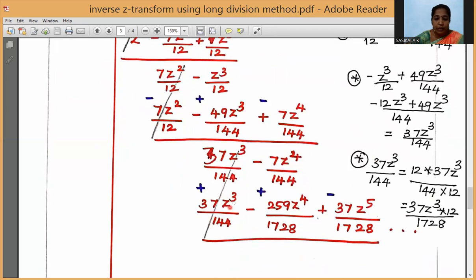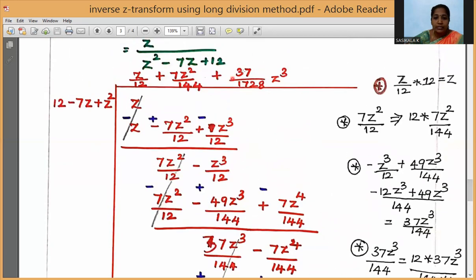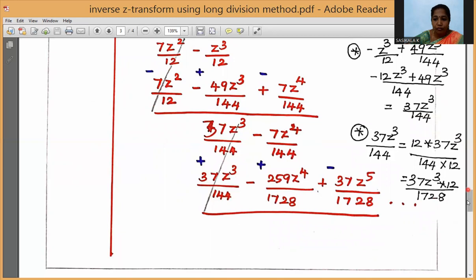So the third term should be such that I should get 37z³/144. So the first term 12 should be multiplied by 37z³/(144 into 12). Now, if you multiply 144 into 12, I'll be getting 1728. So this is my third quotient, that is 37z³/1728. So 37z³/1728 is multiplied by 12, so that I'll be getting 37z³/144.